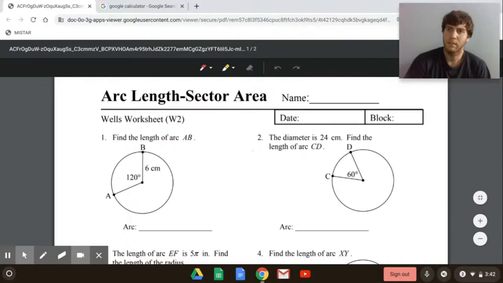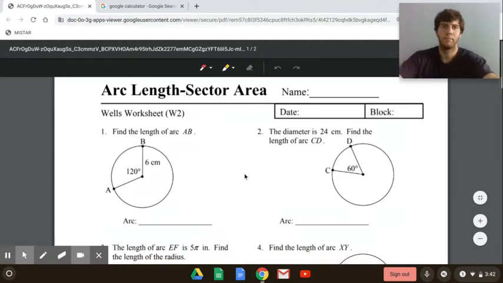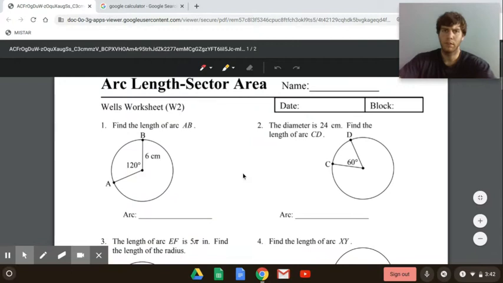All right, hi guys. This is the walkthrough for the second worksheet for this week, the arc length and sector area worksheet number 2. All right, so these ones, again, you're using the arc length and sector area formulas for all of them, but you're solving for different things depending on the problem.